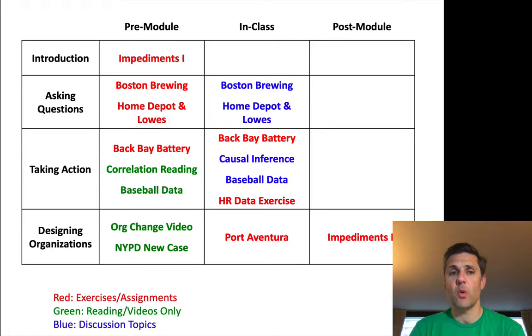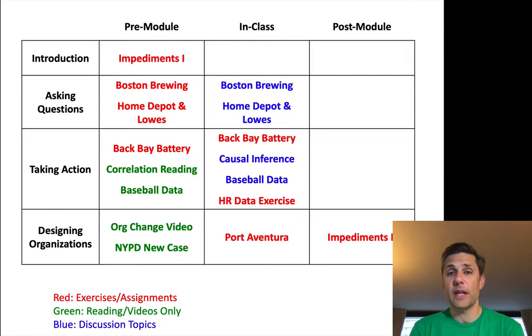So overall, structure-wise, other than the introduction piece that I'm asking you to do as a first assignment, everything else is organized around these three questions, these three impediments: asking questions, taking action, and designing organizations. As you can see, the pre-module leans much more heavily on asking questions and a little bit on taking action. The in-class is going to be a balance mostly between taking action and designing organizations, and then the post-module is mostly around org design type issues.